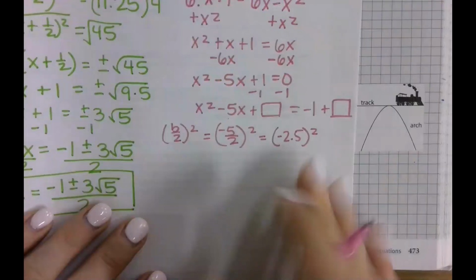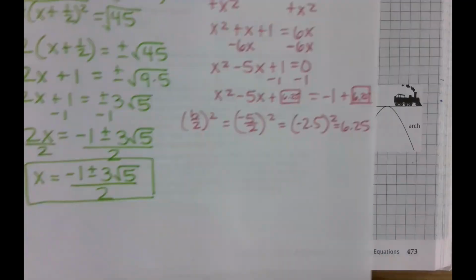Negative 5 divided by 2 is equals 6.25. So that's what we're going to fill in. All right. Now we can do factored form.